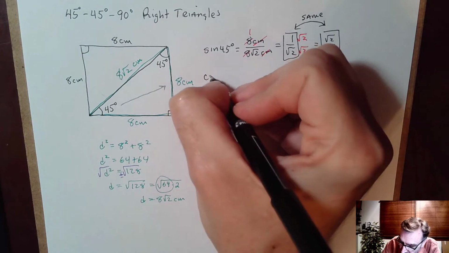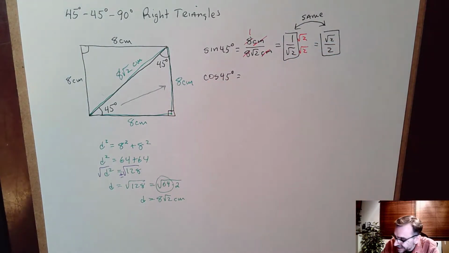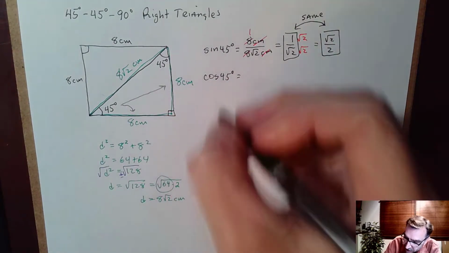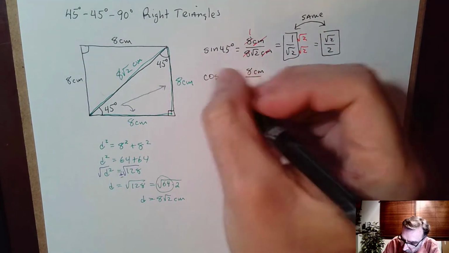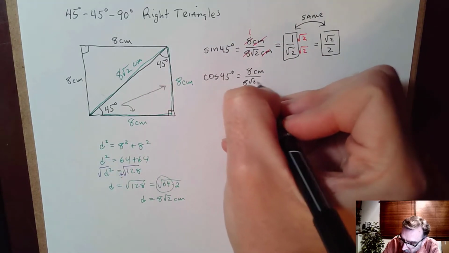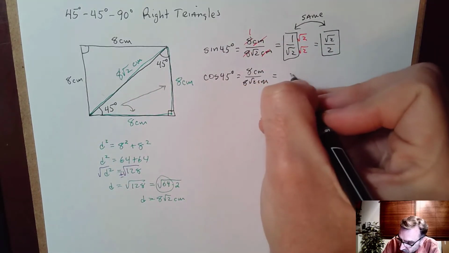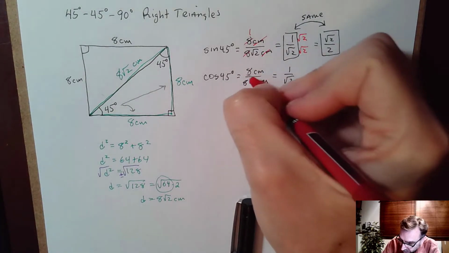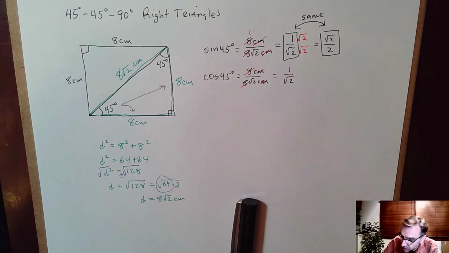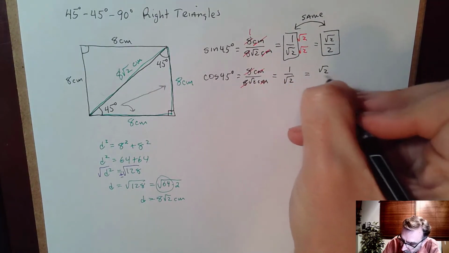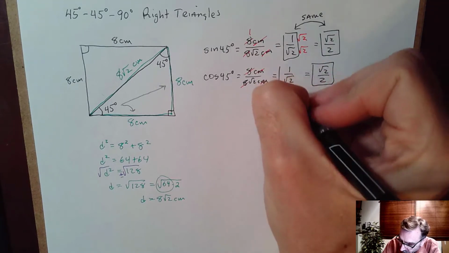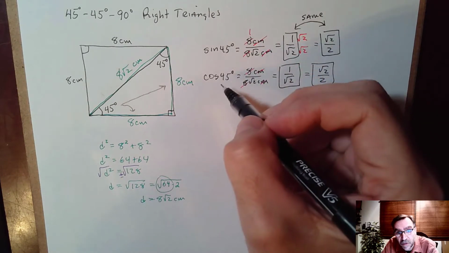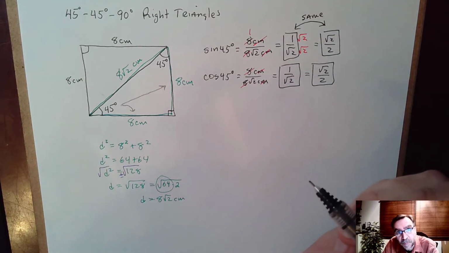Okay, let's move on to cosine. Cosine is defined to be the side adjacent over hypotenuse. So the adjacent side here is 8, so we have 8 centimeters. Again, the hypotenuse is 8 root 2 centimeters. The centimeters cancel, and I'm left with, again, 1 over square root of 2 after the 8's cancel as well. 1 over square root of 2 is actually equivalent to square root of 2 over 2. That's kind of neat. So sine of 45 is root 2 over 2. Cosine of 45 is root 2 over 2. Those ratios are the same.